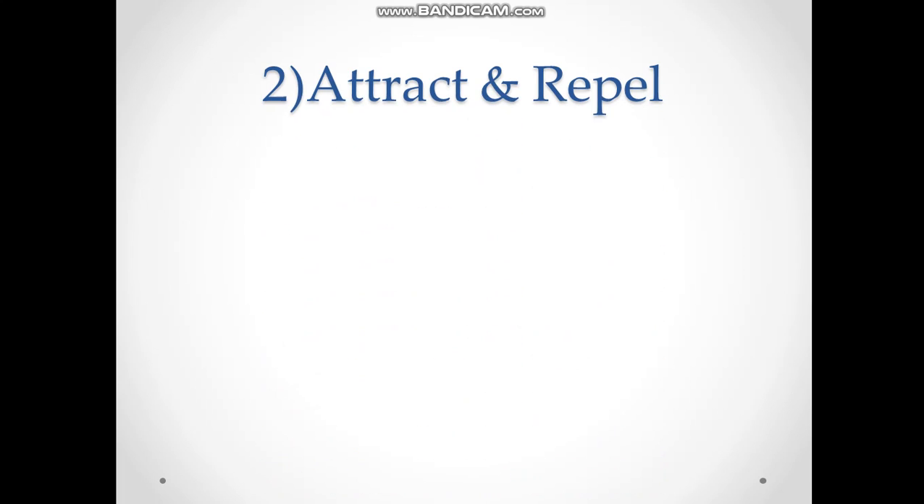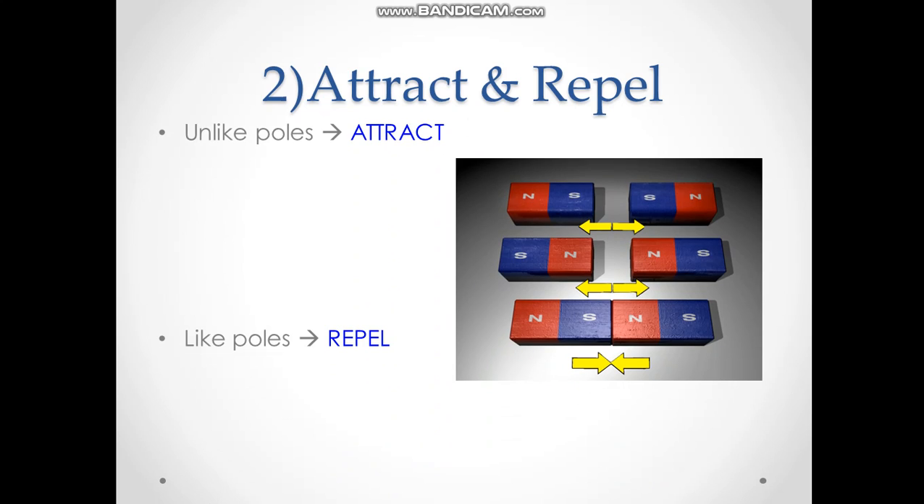This is the first property, and now the second one is attraction and repulsion of the two poles of a magnet. Like poles always repel each other. Repel means push away. If we have two like poles, such as south-south, they will repel each other. And unlike poles, or opposite poles, like south-north and north-south, will attract each other. So we say that like poles repel each other and unlike poles attract each other.